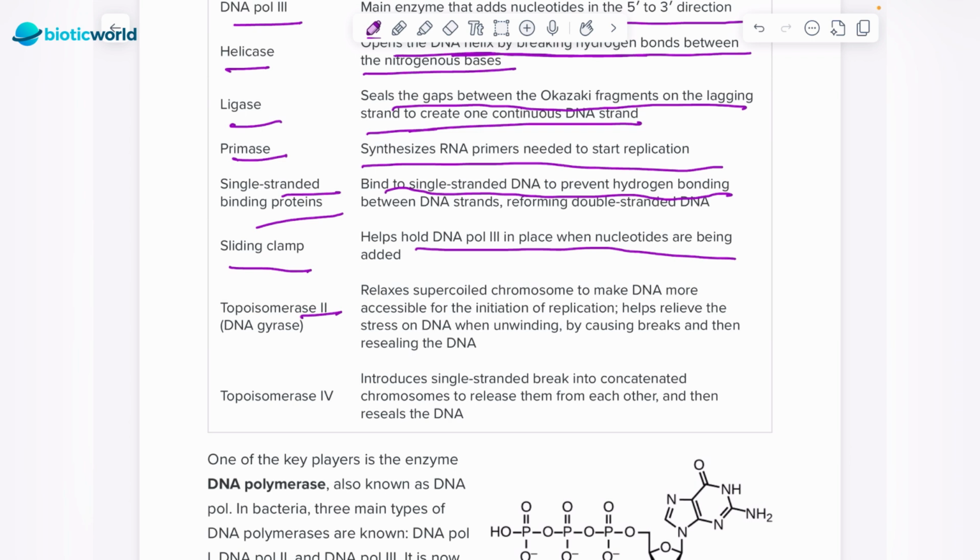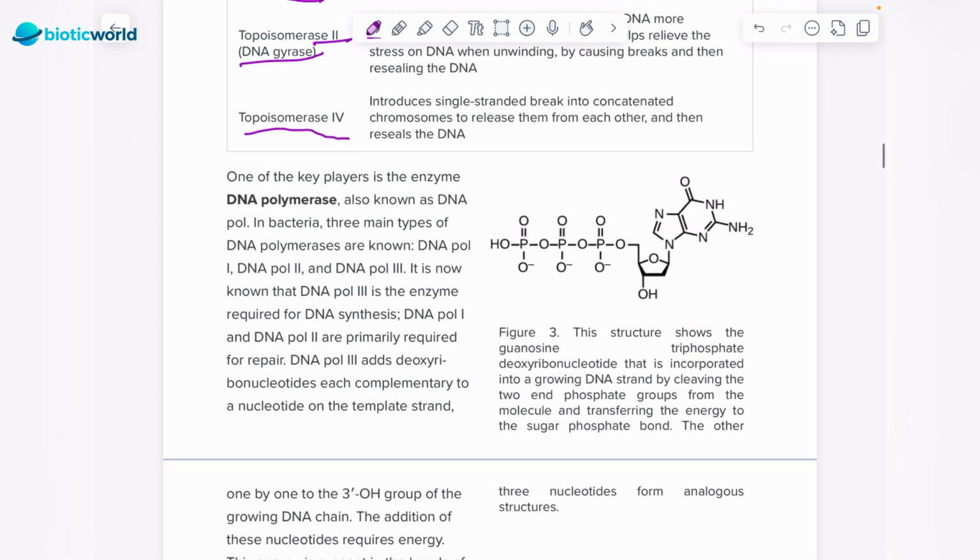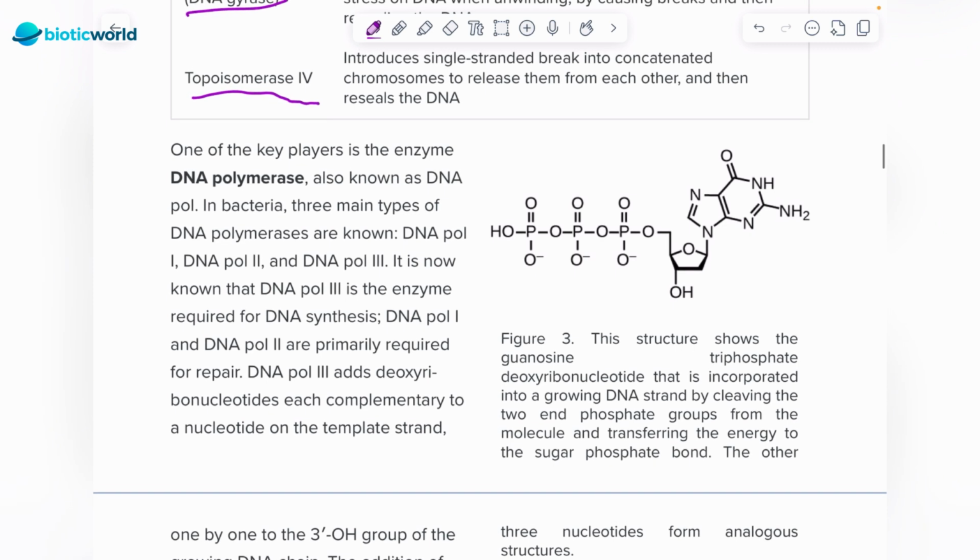Topoisomerase 2, or DNA gyrase, relaxes the supercoiled chromosome to make DNA more accessible for the initiation of replication, and helps relieve the stress on DNA when unwinding by causing breaks and then resealing the DNA. Next we have topoisomerase 4, which introduces a single-stranded break into concatenated chromosomes to release them from each other and then reseals the DNA. One of the key players is the enzyme DNA polymerase, also known as DNA pol.